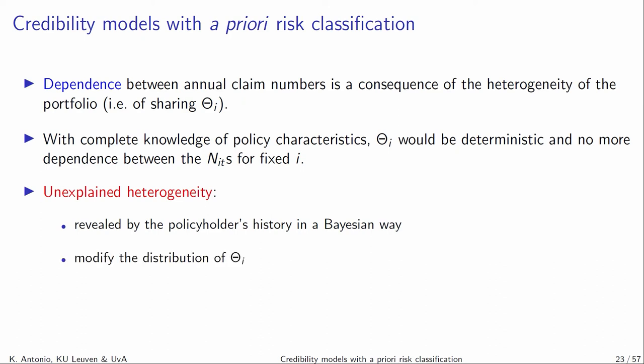So what we're going to do is modify the distribution of theta, and as such, we're going to modify the premium. We're going to look at the posterior distribution of theta given the history we observed on this policyholder. And that's also what we did in the example with the good driver and the bad driver. There we also changed the probability of being good or bad, based on the claim history reported. And that's where the Bayesian stuff comes into play.